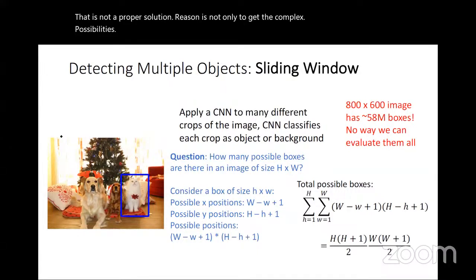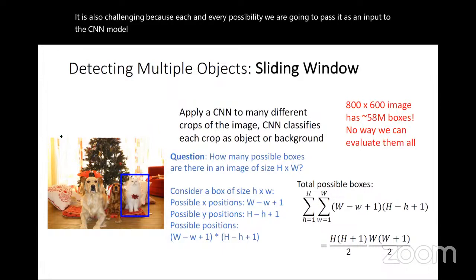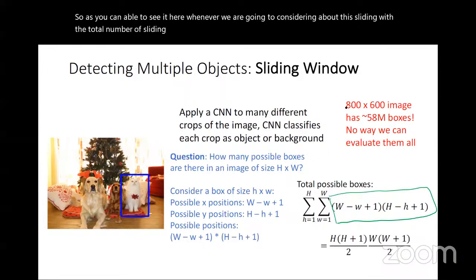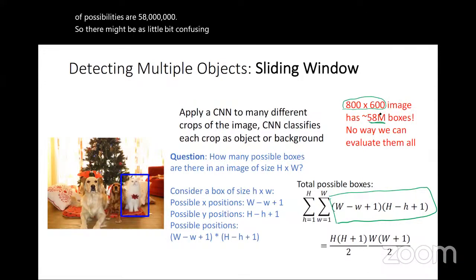It is also challenging because each and every possibility we are going to pass as an input to the CNN model. As you can see here, whenever we consider this sliding window, if the given input size is 800 cross 600, the total number of possibilities is 58 million. There might be a little bit of confusion on the sliding window. Let me repeat this again.